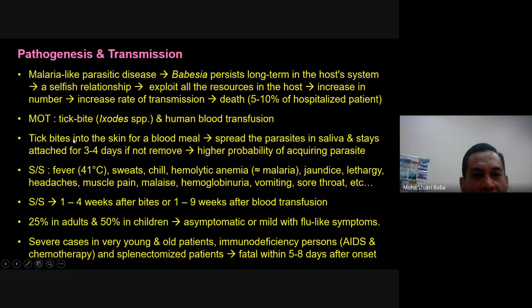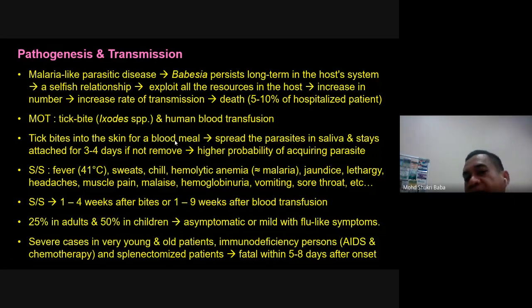Apabila tick bites awak untuk dapatkan darah, okay, dia akan spread the parasite daripada saliva, okay. Dia hinggap kepada kulit, dia sedut darah awak dan dia keluarkan saliva dia yang mengandungi parasite, okay. Dan dia attach pada kulit awak itu sampai up to 4 days sekiranya awak tak remove. Sebab tu sengkenit ni apabila awak nampak hitam je lepas awak main dekat luar, dekat lalang-lalang apa semua tu, bila keluar tu ada sengkenit melekat dekat kulit awak.